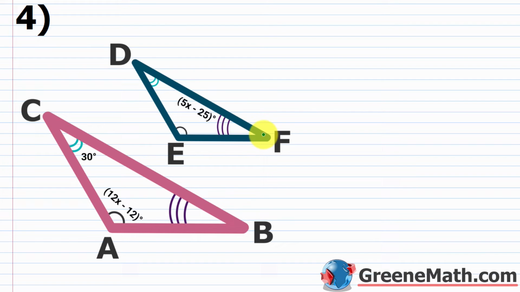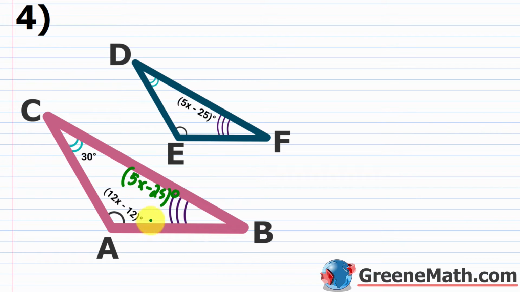Now we are given some information. For angle A, the measure is given as 12x minus 12, that quantity degrees. For angle C, the measure is 30 degrees. And for angle F, we're given that the measure is 5x minus 25, that quantity degrees. Since angle B corresponds to angle F, and corresponding angles have the same measure, I can write in here that for angle B, it's 5x minus 25, this quantity degrees.